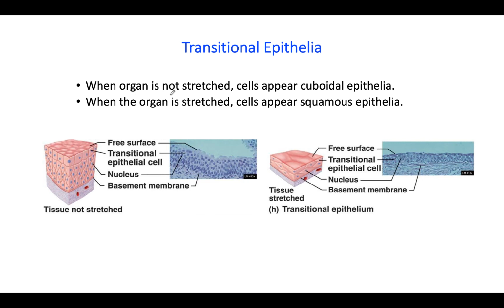When the organ is not stretched, cells appear as cuboidal epithelia. When the organ is stretched, cells appear as squamous epithelia. Here, the organ is not stretched, therefore you can see cuboidal epithelia. Once this organ stretches, this cube shape changes to squamous epithelial cells.